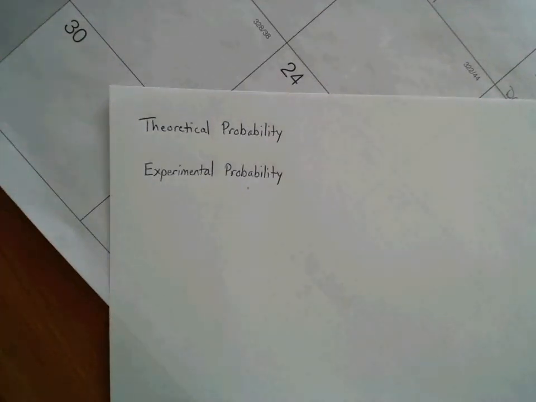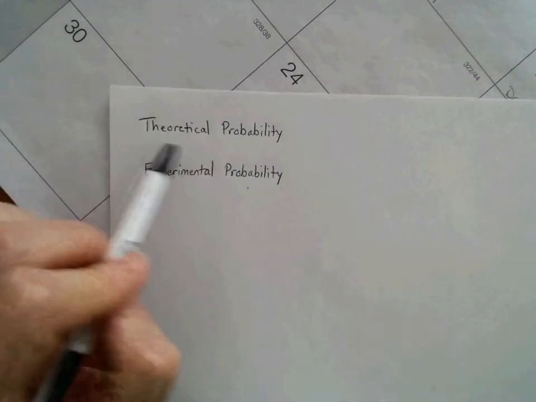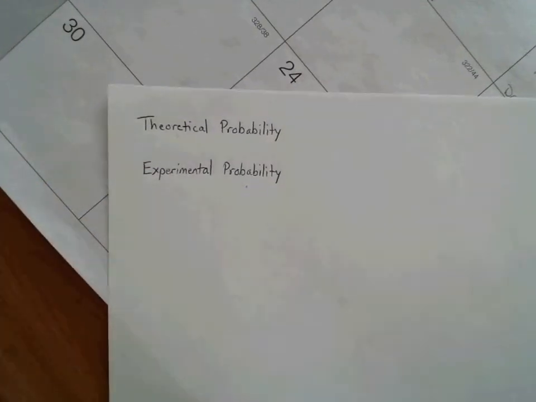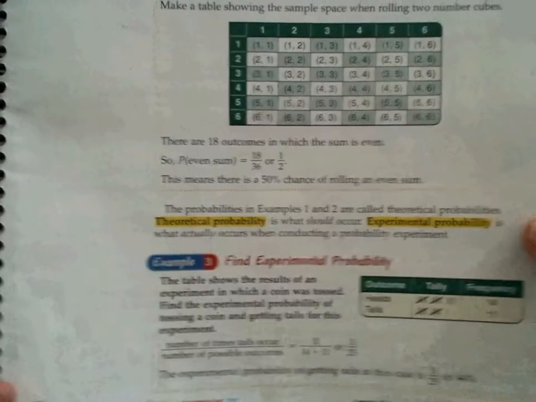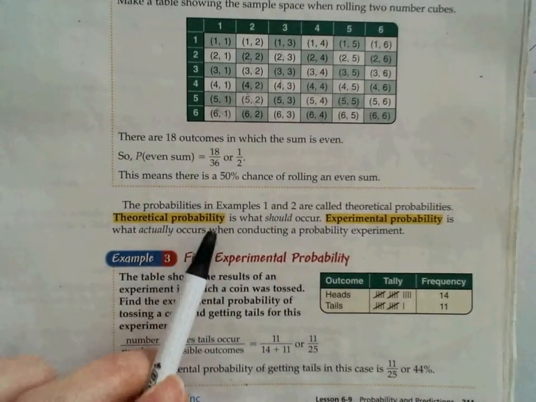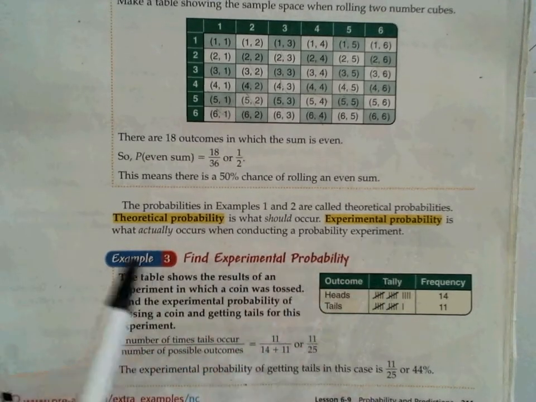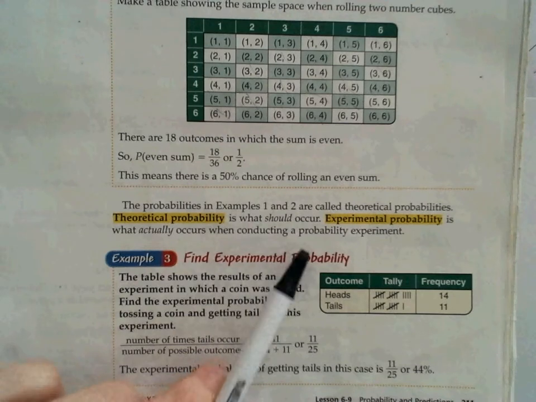In this video, we're going to talk about these terms. I've actually already mentioned these terms before. We're going to break them down a little bit more, really focusing on experimental probability. So you've got experimental probability and theoretical probability. We talked about these definitions before, but theoretical probability is what should occur. Experimental probability is what actually occurs when you conduct the experiment.